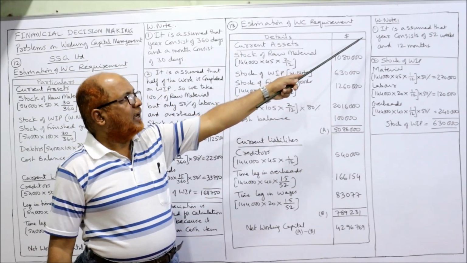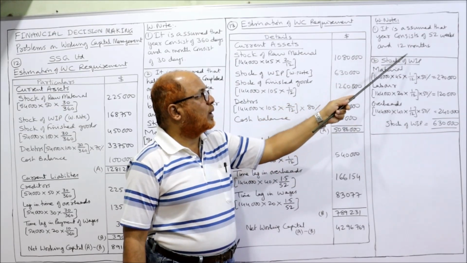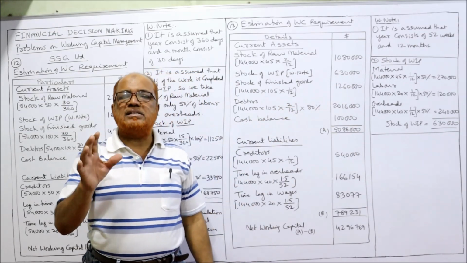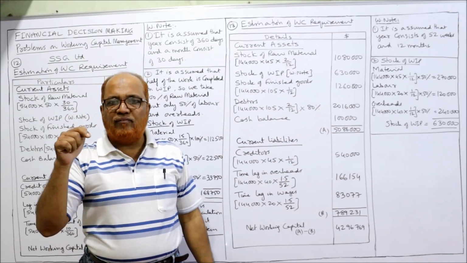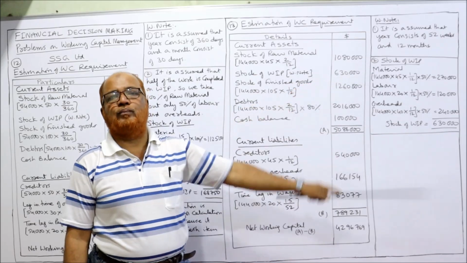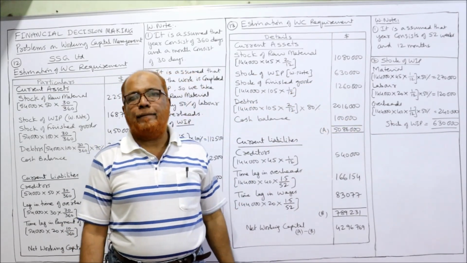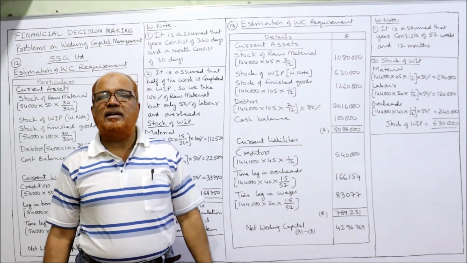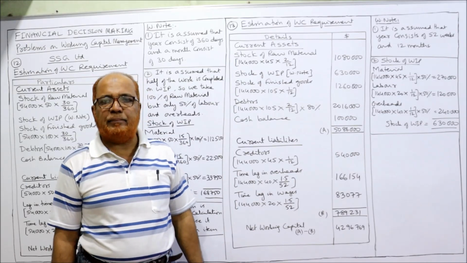First assumption. It is assumed that year consists of 52 weeks and 12 months. So wherever months are given, we take divided by 12. Wherever weeks are given, we take divided by 52. That is the assumption. Now first of all, stock of WIP. It is specifically given, take 50% for all elements, material, labor, overheads.